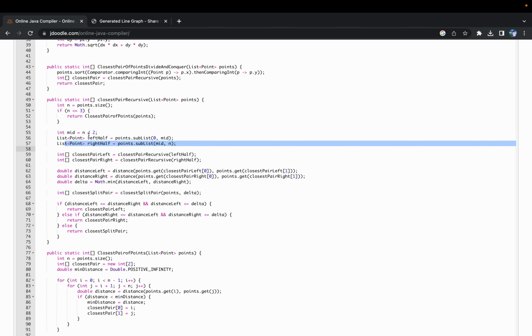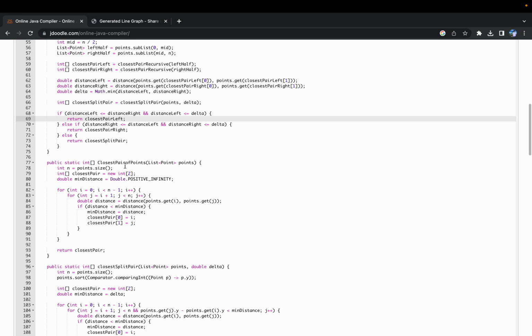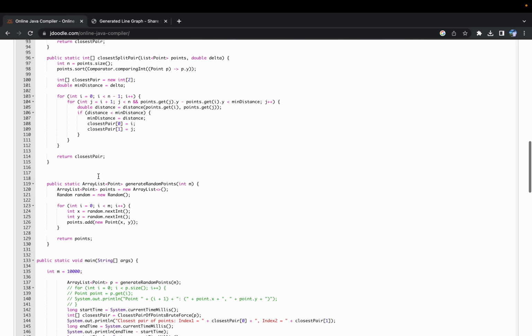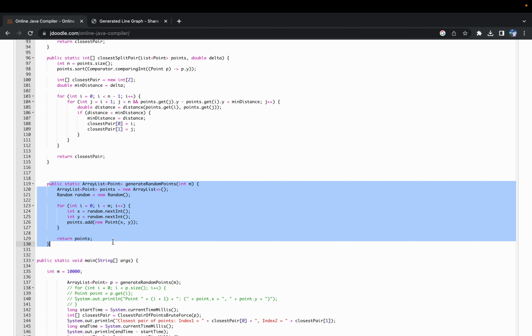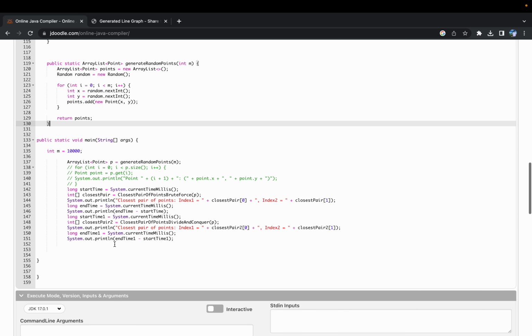Here we find it by dividing the points into halves. If it's more than 3 points, then these are the left half and the right half, and these go again through the recursive approach, and we find the closest pair distance by this. This is the closest pair of points method if we have fewer than 3 points in the divide and conquer method. And this is a random point generator we use to get the points. And this is the main method.